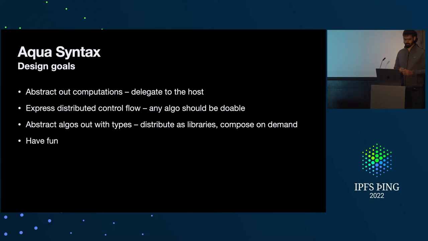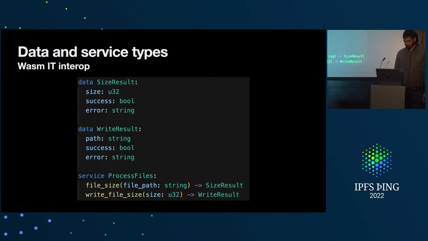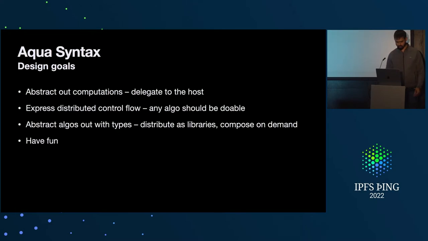That's another goal. And for me, it's super important. I want to have fun. So I like languages like Elm and Scala 3. It's not like Elm, not like Scala 3. I don't like Python, to be honest. So it looks like Python, but it shouldn't. So that's it. So we have these computations, control flow, algorithms, and fun.